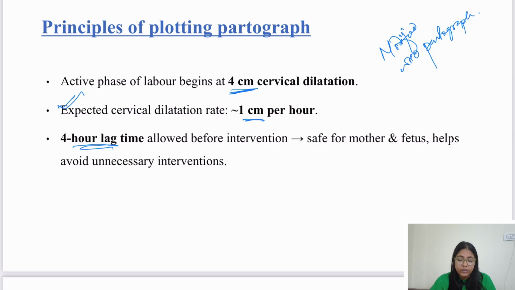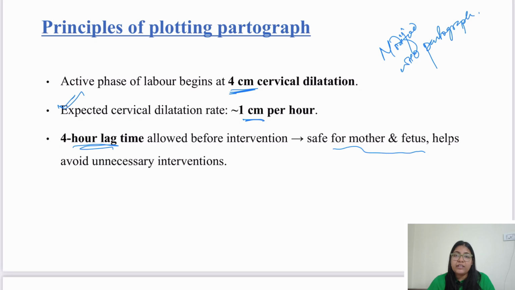Why? This is one of the practical questions, because before any intervention, when it touches the action line, we have a 4-hour lag time, which is safe for both mother and fetus and helps avoid unnecessary intervention. So suppose there was only one line, the alert line, and you had taken some decision then and there, then we might not have known that with conservative measures also, when labor was slowed, it can go back to its normal progress.